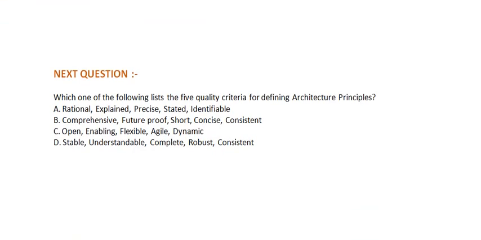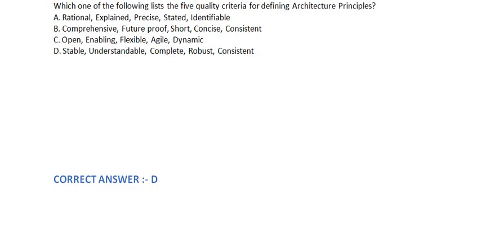Next question is, which one of the following lists the five quality criteria for defining architecture principles? Option A, rational, explained, precise, stated, identifiable. Option B, comprehensive, future-proof, short, concise, consistent. Option C, open, enabling, flexible, agile, dynamic. And option D, stable, understandable, complete, robust, consistent. The correct answer is option D.